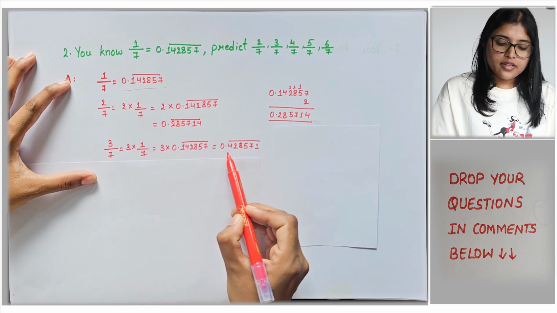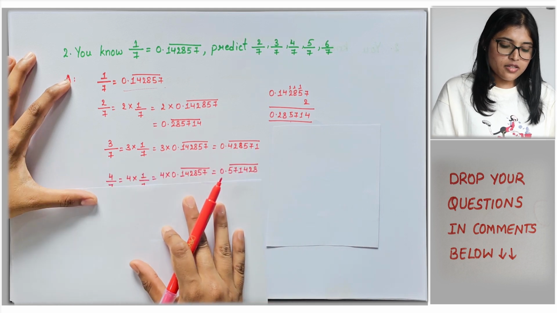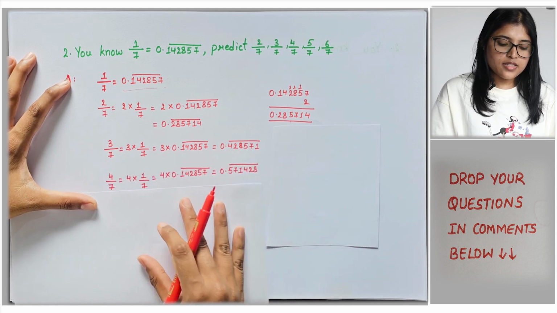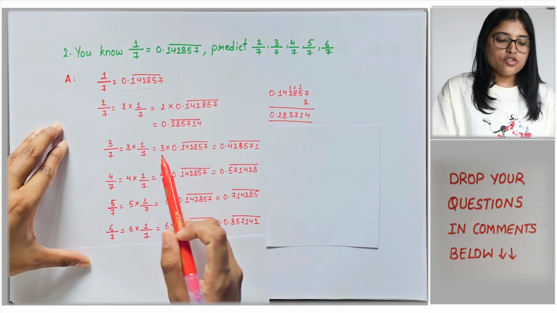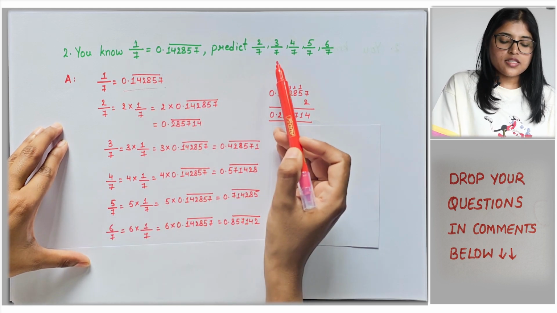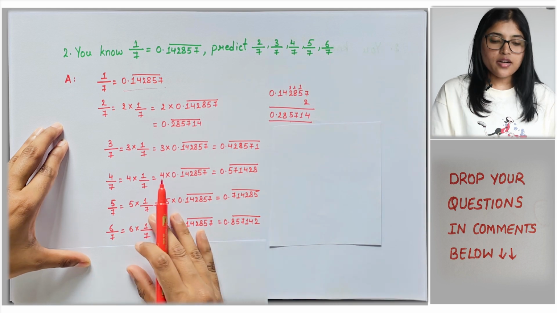Similarly, I can find the value of 3 by 7, which is 3 into 1 by 7. Upon multiplying, I get this value over here, and similarly I can find the value of 4 by 7, 5 by 7 and 6 by 7. So once we have one decimal, this is how we can predict the multiples of that decimal.